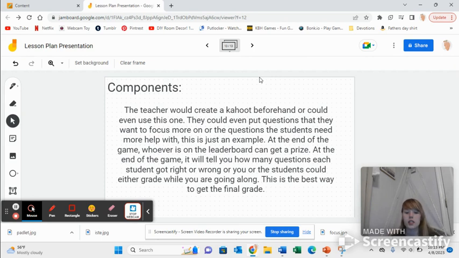And this is just an example that I used. And at the game, whoever's on the leaderboard can get a prize, like I said. And at the end of each game, it will tell you how many questions each student got right or wrong. And then the students could grade while you were going along, and that's the best way to get the final grade.